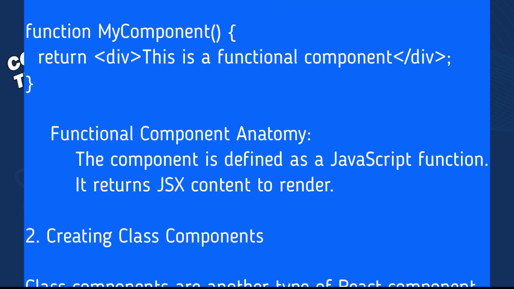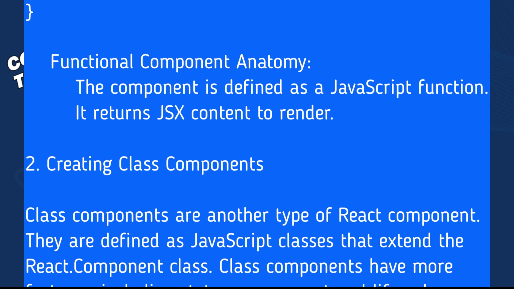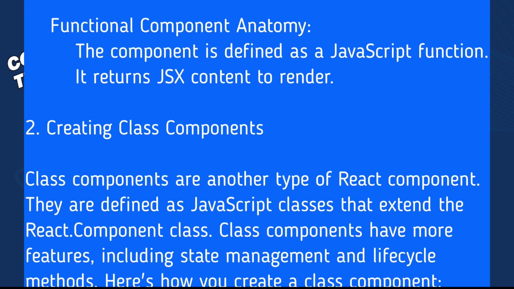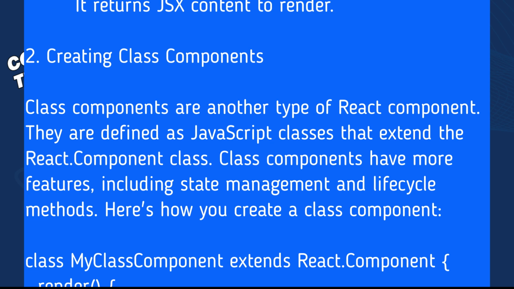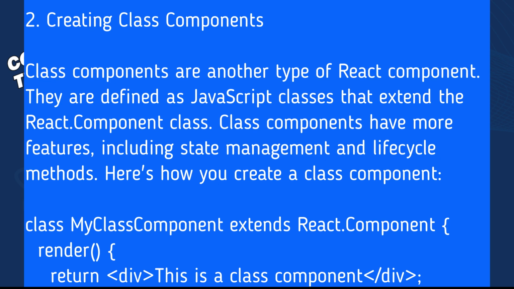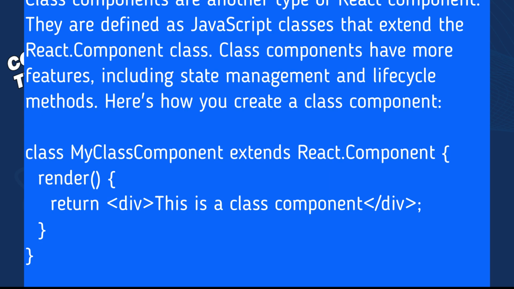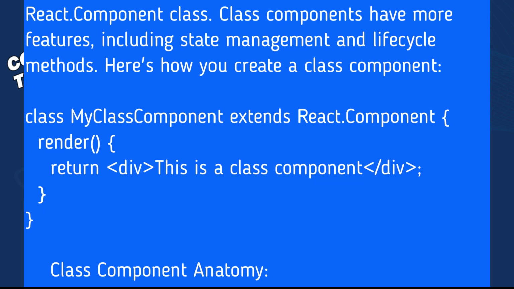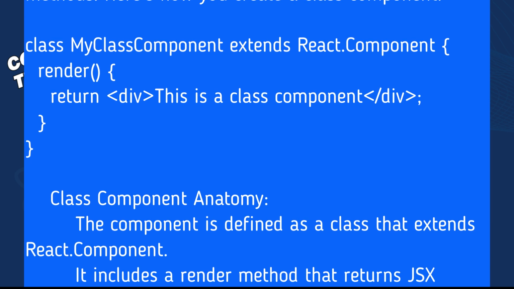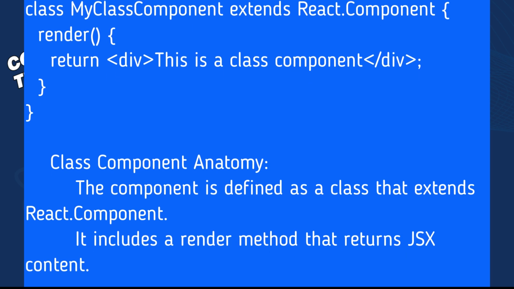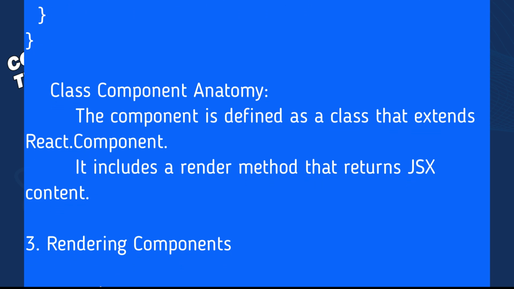2. Creating class components. Class components are another type of React component. They are defined as JavaScript classes that extend the React Component class. Class components have more features, including state management and lifecycle methods. Here's how you create a class component: class MyClassComponent extends React.Component, render, return div, this is a class component, div. Class component anatomy: the component is defined as a class that extends React.Component. It includes a render method that returns JSX content.